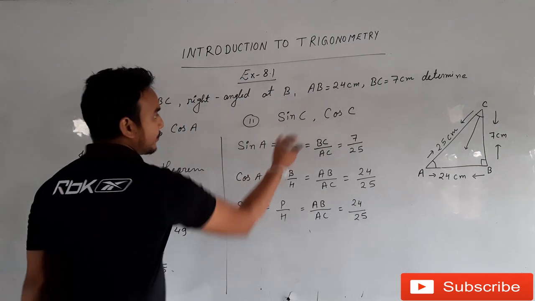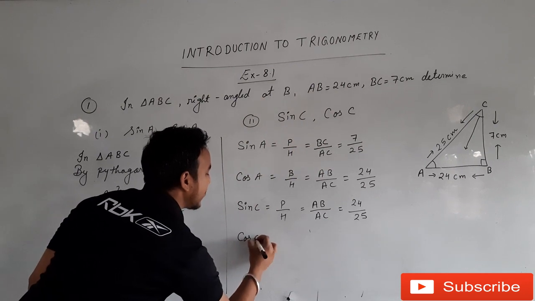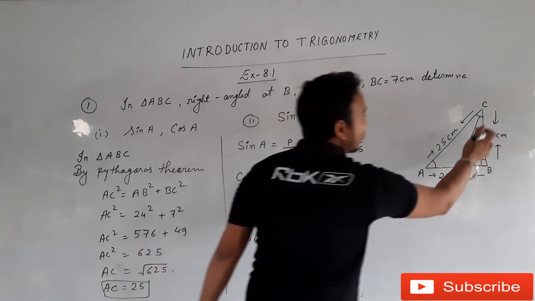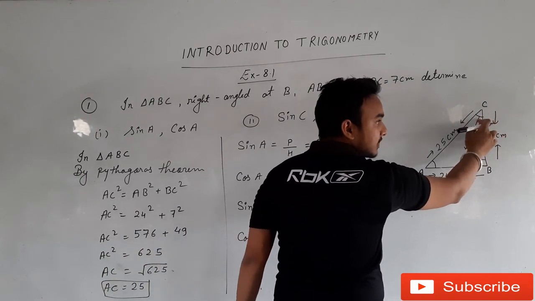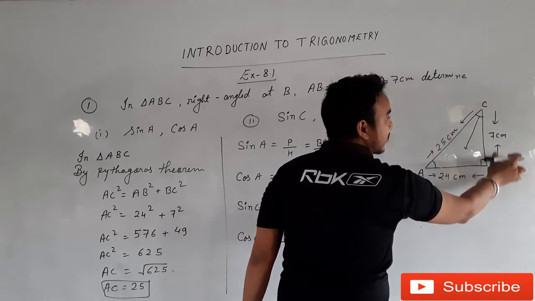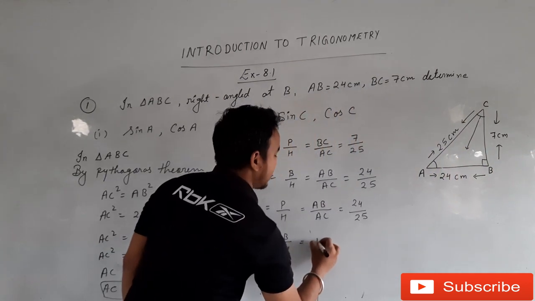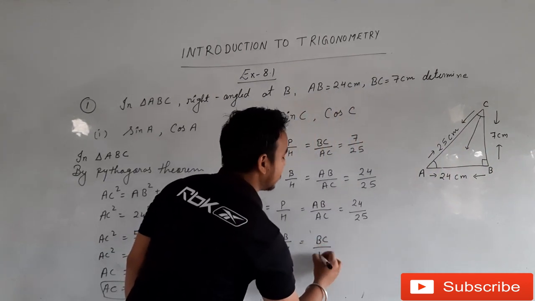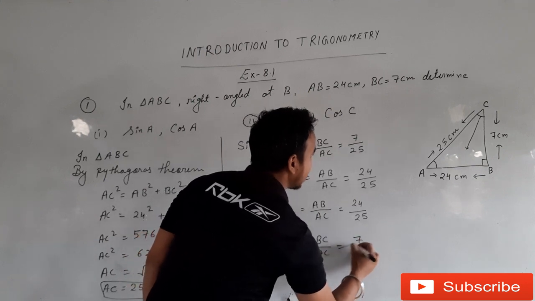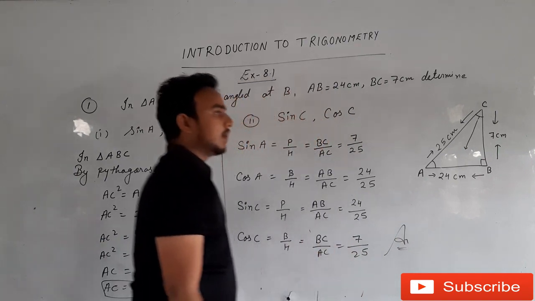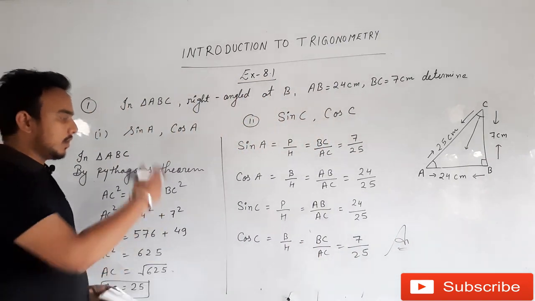And in same way cos C is equal to, we know that B by H. We are talking from angle C, then this will be the base for angle C and this will be hypotenuse, it will be BC upon AC. It means 7 by 25. This all will be the trigonometrical ratio.